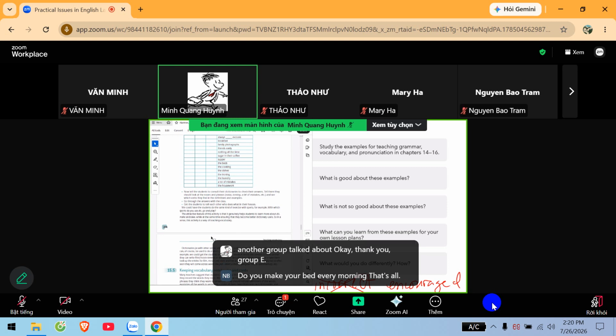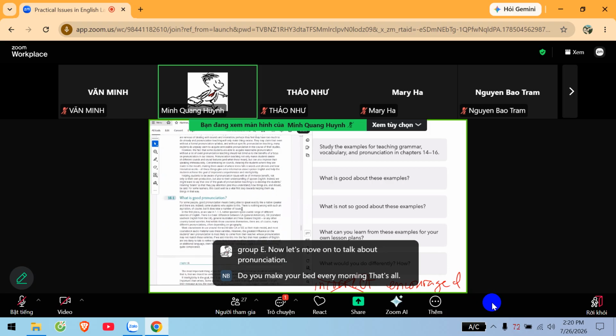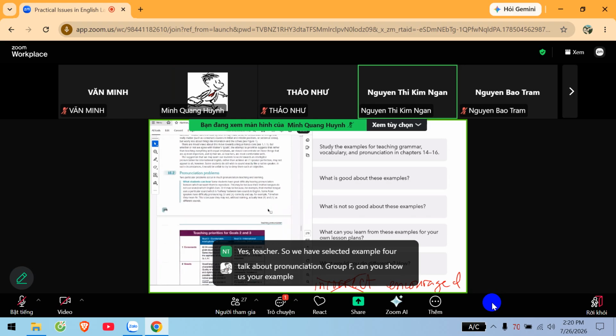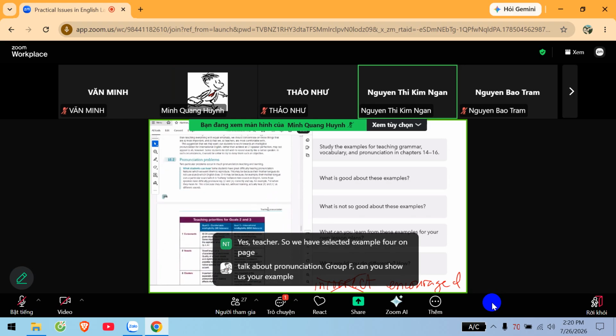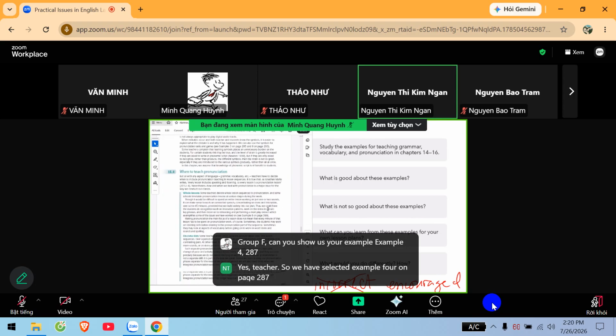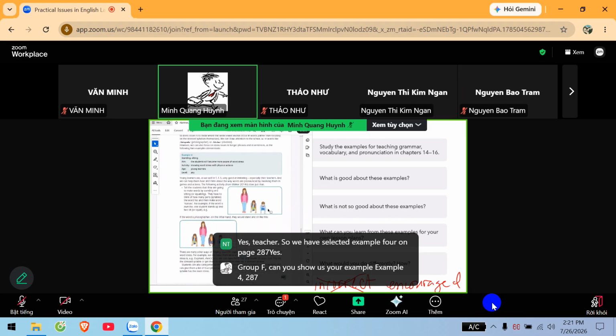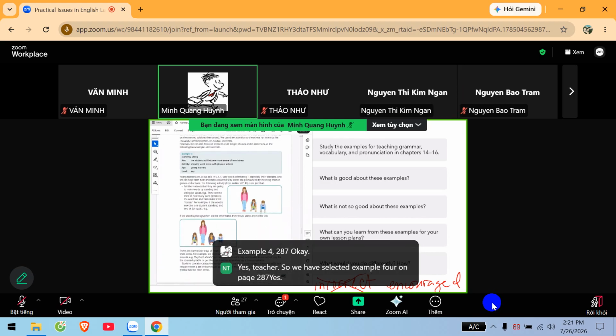Okay, now let's move on to talk about pronunciation. Group F, can you show us your example? Yes, teacher. So we have selected example 4 on page 287. Okay. Can you tell us what happens in this example?